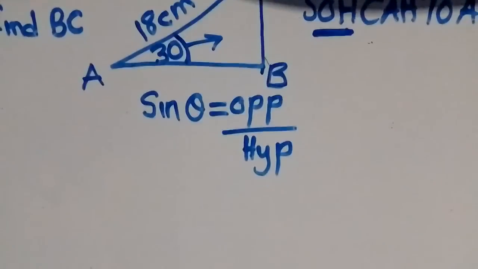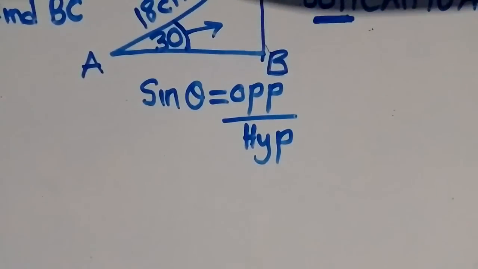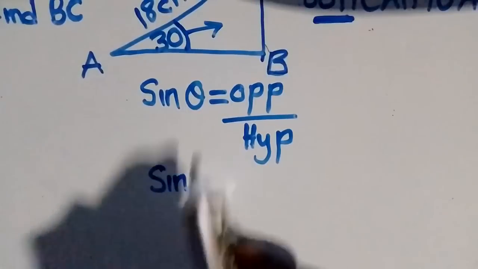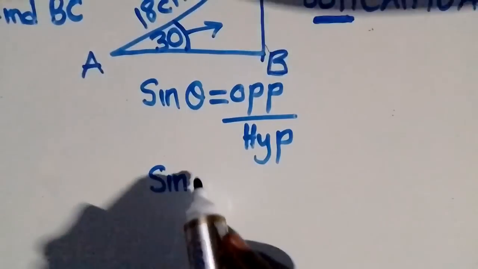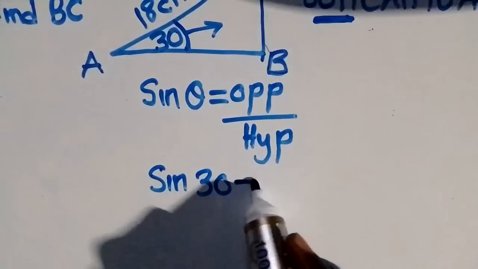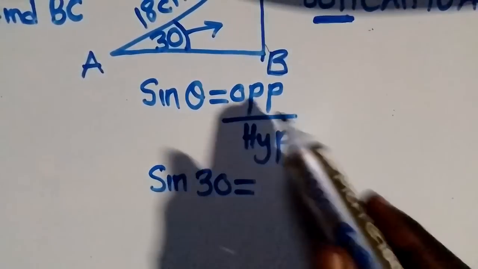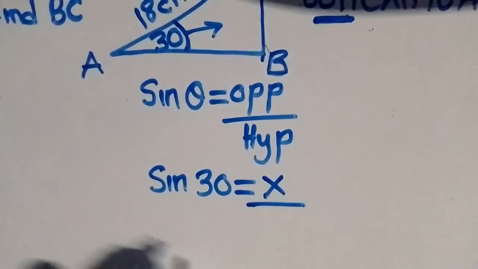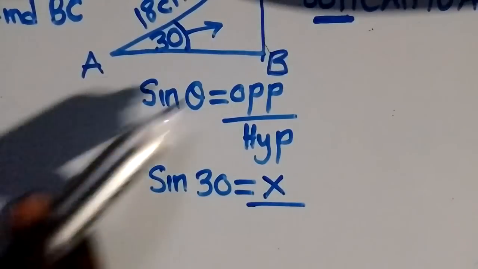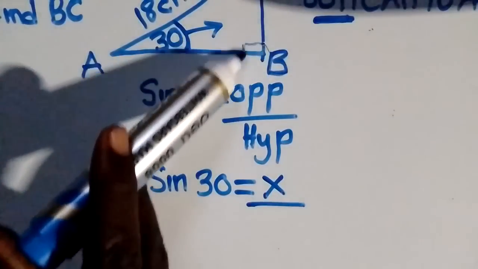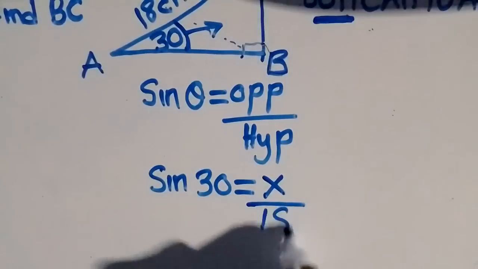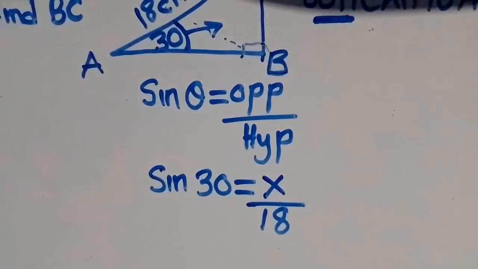I continue now, where I'm going to say this is equal to sine of the theta I'm given, which is 30. So sine 30 is equal to, what is my opposite? It's the one that I want to find, so I'll just put x over the hypotenuse, which is 18. That's how I need to answer such a question.